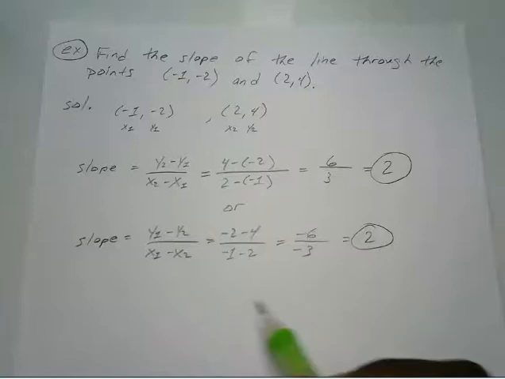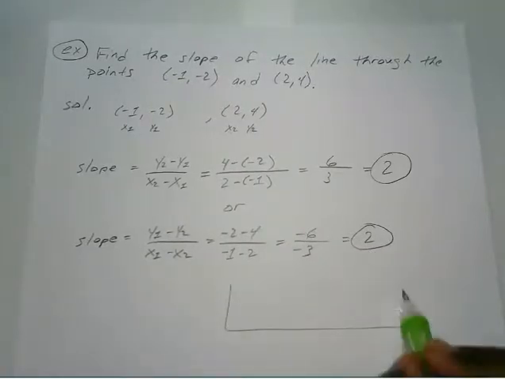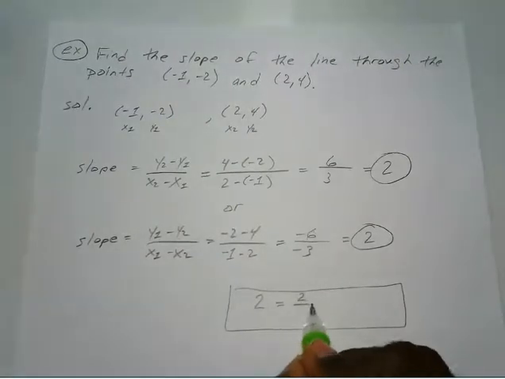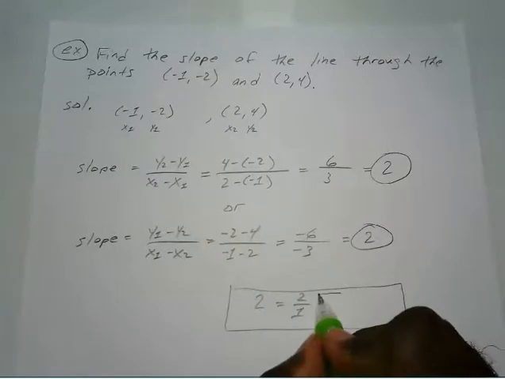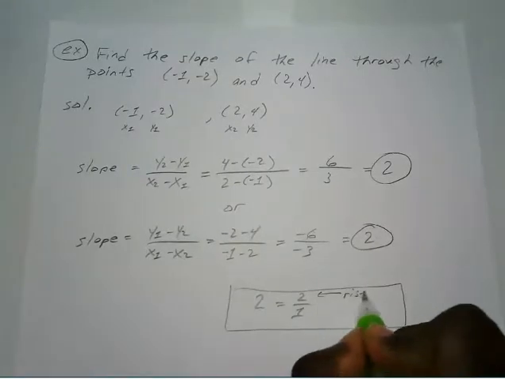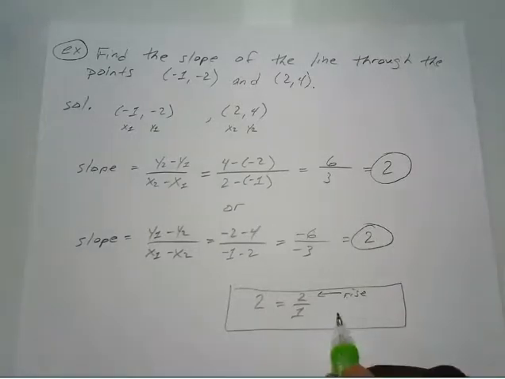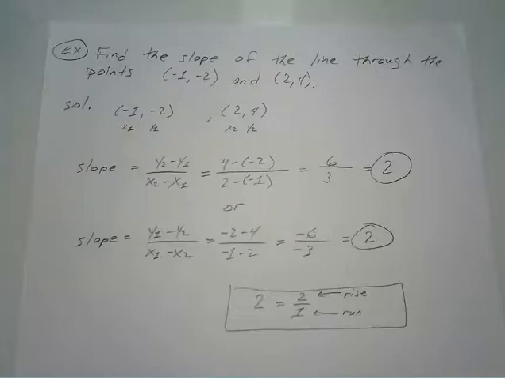Okay, now as far as your rise over run, even when you have a whole number, remember that 2 is just 2 over 1. Where your rise is equal to 2, that's how many spaces you move vertically compared to how many spaces you move horizontally.